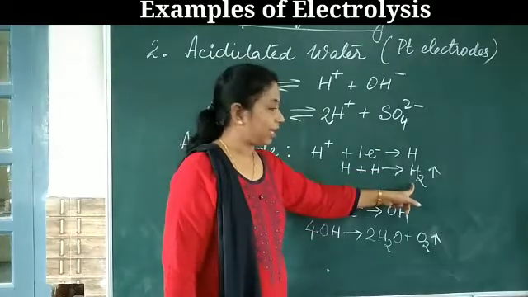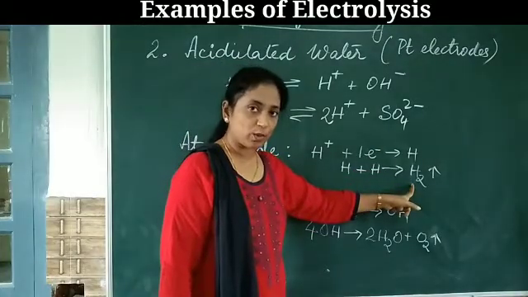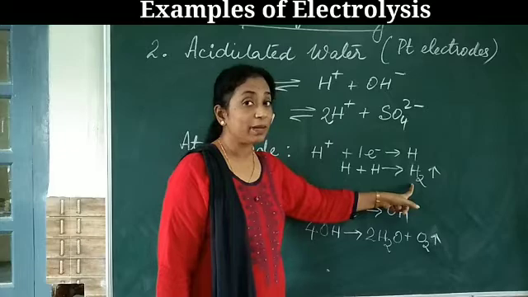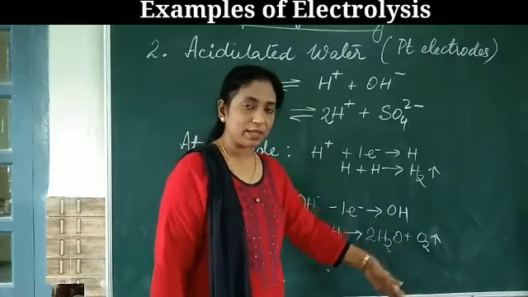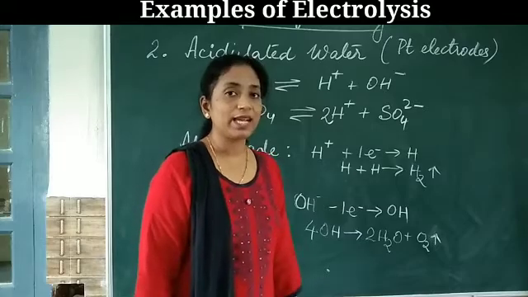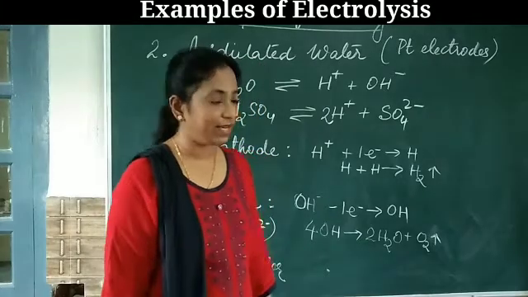At the cathode, what is liberated? A colorless, odorless gas which burns with a pop sound is liberated. At the anode, oxygen is liberated, a colorless, odorless gas which rekindles a glowing splinter.